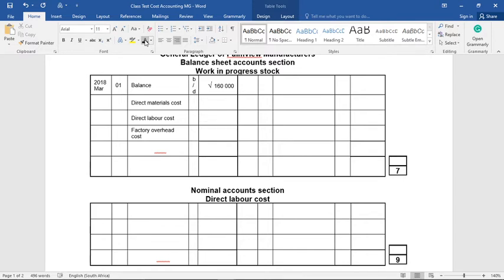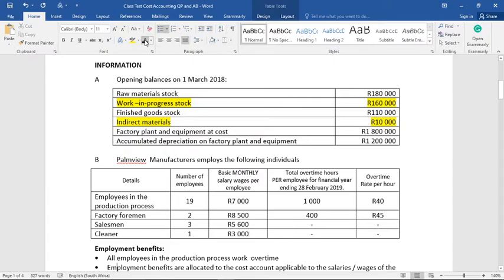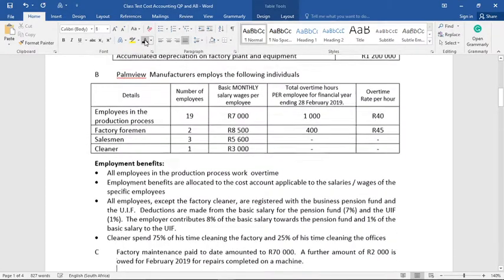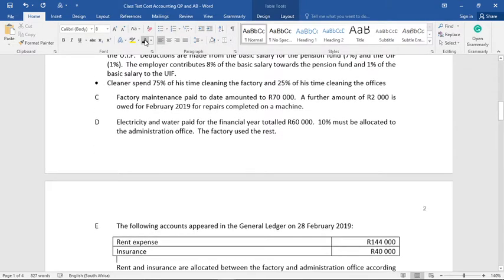Direct material cost, however, there is no ledger asked for it. So let's go find out what the deal was with materials. Where can we find stuff on materials? Does it say anything here? Have you spotted anything relating to materials?